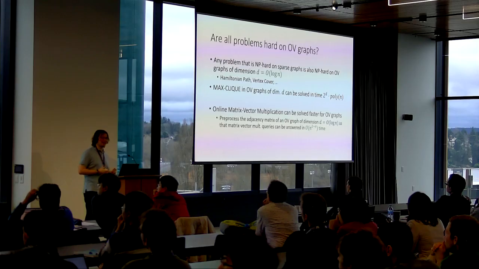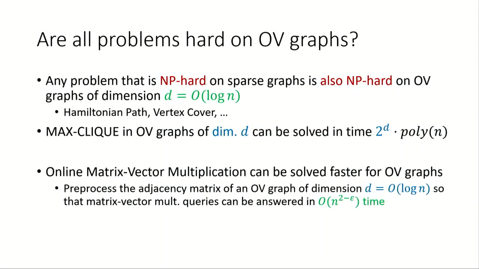So here the goal is you're given as input, let's say a graph, and you want to pre-process it so that when you're given a vector, you can quickly multiply the adjacency matrix of the graph times the vector faster than the trivial way to do it. And we also show if the graph is an OV graph of small enough dimension, then there's a nice way to decompose the matrix in pre-processing so that you can solve this type of problem faster.